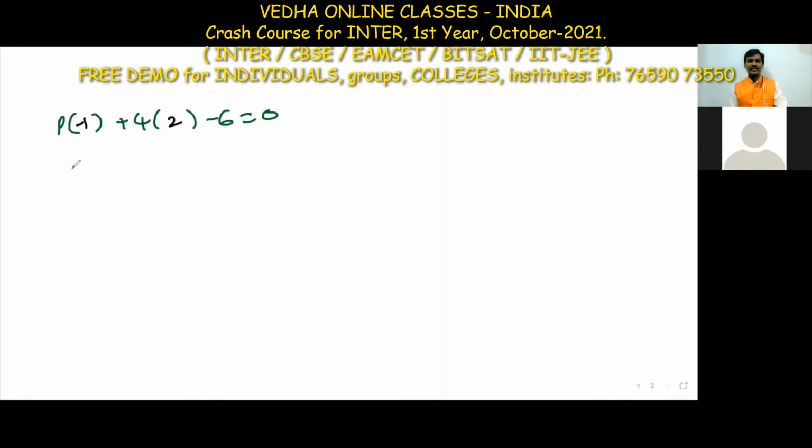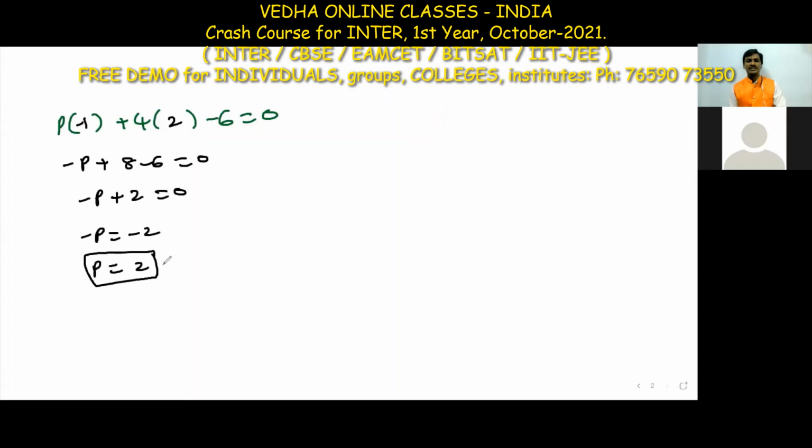Just simplify here. Minus p plus 4 into 2 is 8, minus 6 is equal to 0. Minus p plus 2 is equal to 0. Minus p is equal to minus 2. Therefore, the value of p is 2. What is the value of p? The value of p is 2. Okay, understood here?